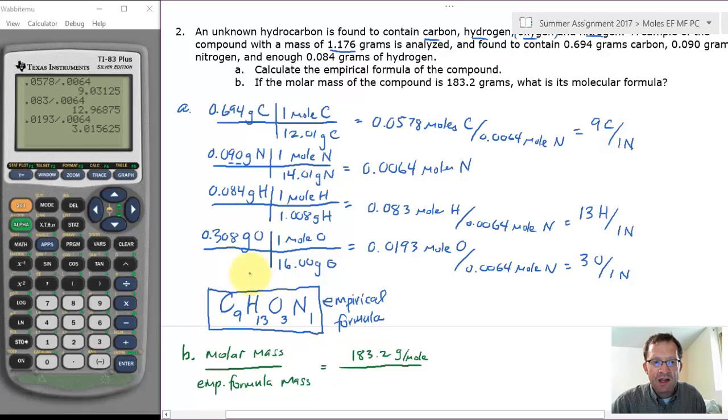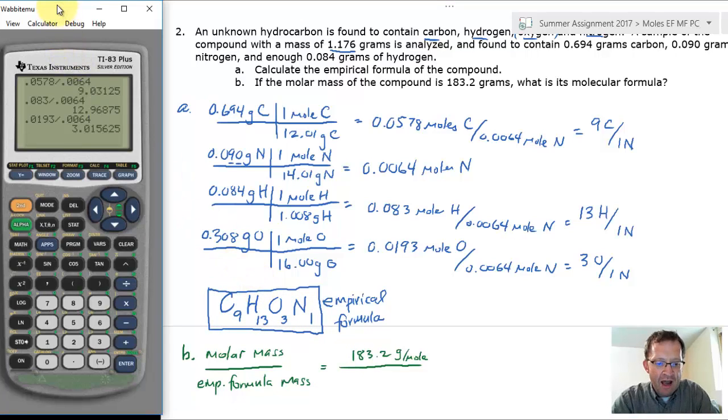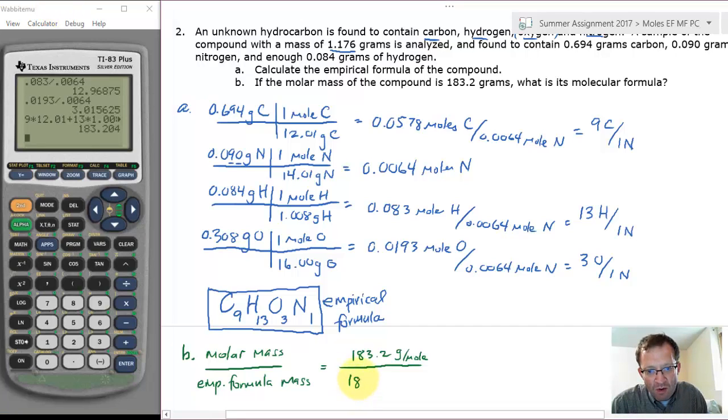C9, H13, O3, N1. So jump back over here to the old TI and say I need 9 12.01s, that's my carbons. I need 13 1.008s, that's my hydrogen. Plus I need 3 oxygens, those are 16 exactly. Plus I need a nitrogen, which is just a little over 14. Oops, 14.01. Survey says 183.2. So what do you know? We've got a compound here whose molar mass and empirical formula's mass are the same thing. And that means that the multiplier is 1.